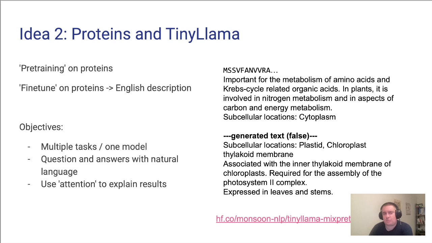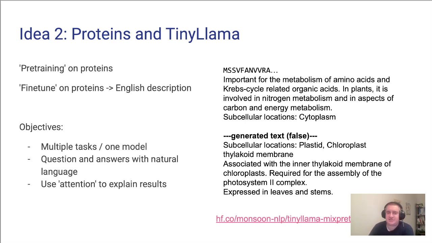The other idea I had was pre-training on protein sequences, those amino acid sequences, and then fine-tuning on a description. I'd like to do this so that I could have multiple tasks solved by one model, maybe do question answering with natural language, or when you have the output answer, you could use existing explainability tools to find out which part of the sequence it is looking at when it outputs the correct answer or the incorrect answer. This hasn't really been working well.